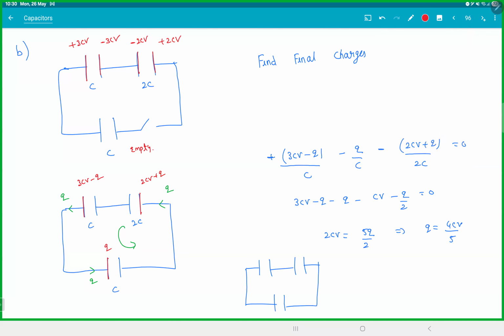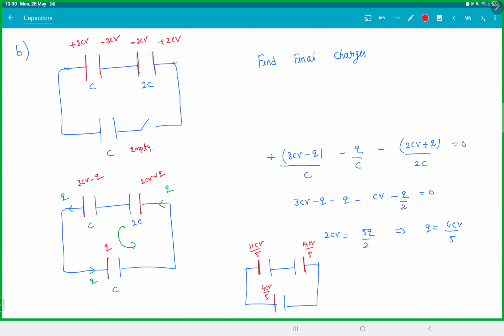So the final charges would be, how much is this? 4, 3, 12 minus 4. So this guy is 8CV by 5. 15 minus 4, no? 11CV by 5. This is 4CV by 5. 14CV by 5. Make sense? All got this? The right plates are the positive plates. So that's the charge distribution.